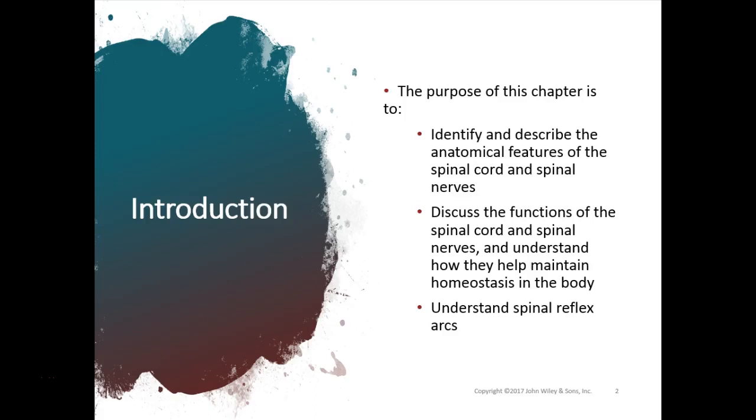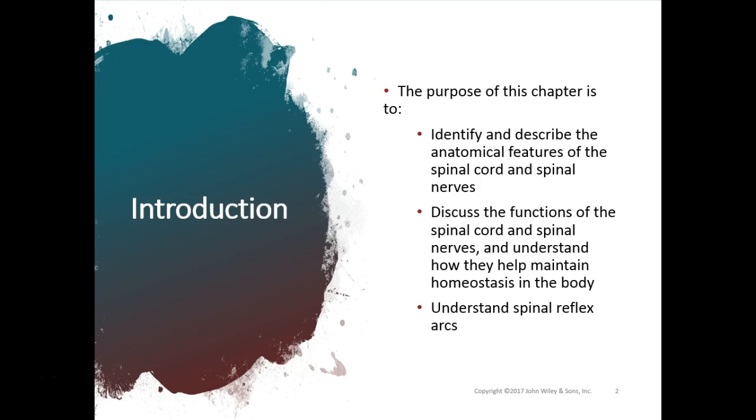As we continue to learn about the nervous system, we need to be able to identify and describe the anatomical features of the spinal cord and the spinal nerves, and to understand how those structures contribute to homeostasis by providing quick and reflexive responses to many different stimuli. The spinal cord is a pathway for sensory input to the brain and motor output from the brain.